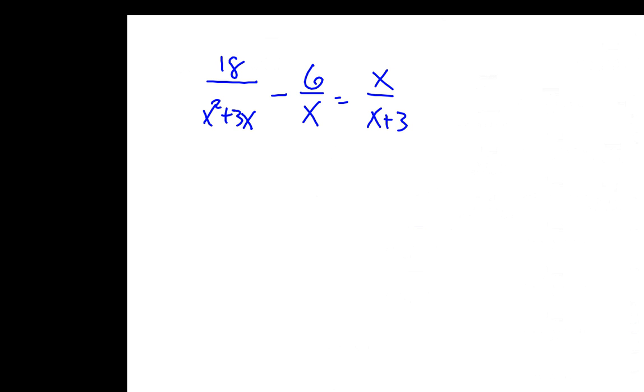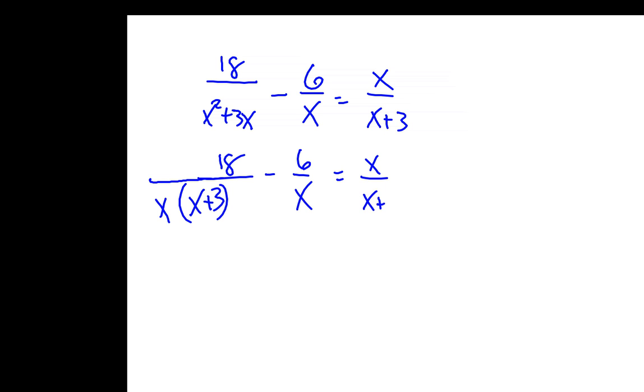Start by factoring the denominators and numerators if possible. But in this case, what does the first denominator factor into? Olivia? Good. All right, x times the quantity of x plus 3. These are already as factored as they're going to get.